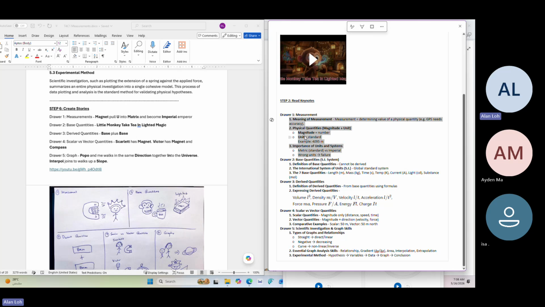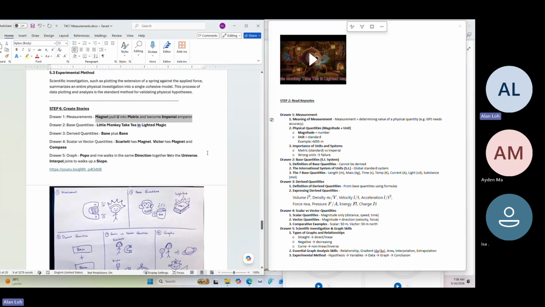Magnet is talking about magnitude. So you have something about magnitude in the measurement over here. Then unit is U. Matrix is this matrix. Imperial emperor, imperial systems. So you have matrix versus imperial. So you can talk about these key points by just remembering this very silly story. You can see this picture that I've drawn is to illustrate that story. So let's go to drawer number 2.